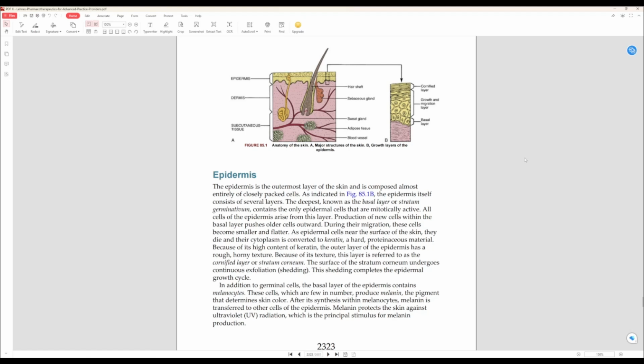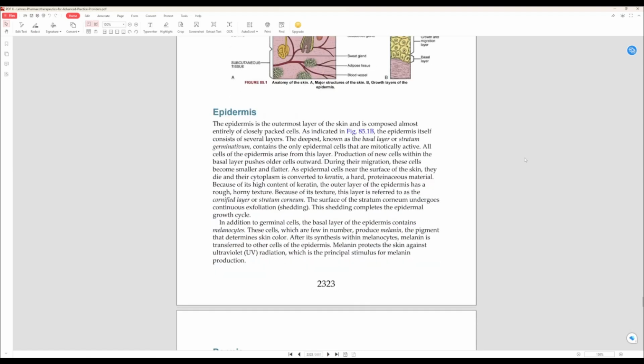As epidermal cells near the surface of the skin, they die and their cytoplasm is converted to keratin, a hard proteinaceous material. Because of its high content of keratin, the outer layer of the epidermis has a rough, horny texture. Because of its texture, this layer is referred to as the cornified layer, or stratum corneum. The surface of the stratum corneum undergoes continuous exfoliation, or shedding. The shedding completes the epidermal growth cycle.